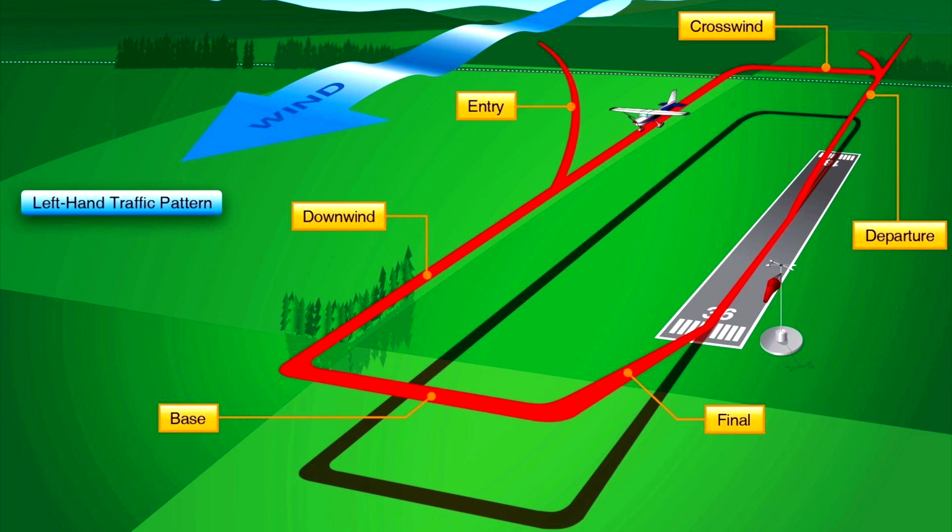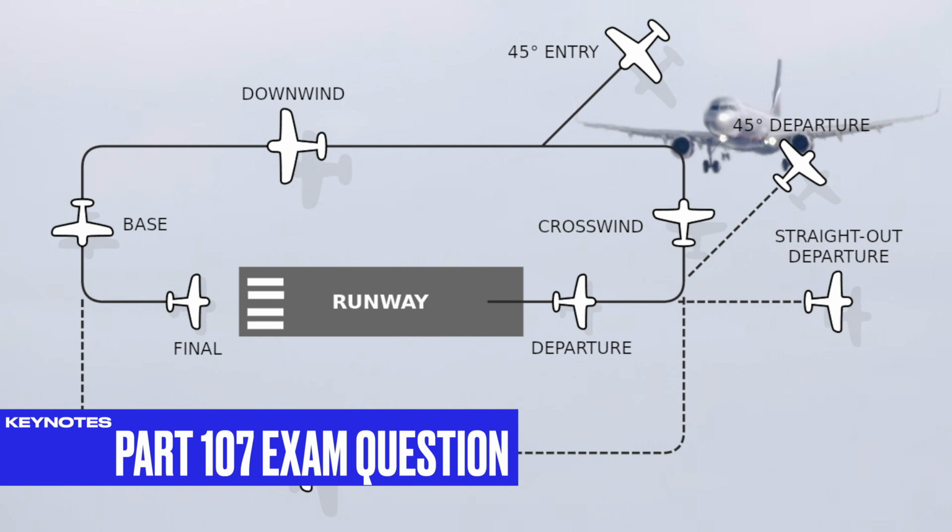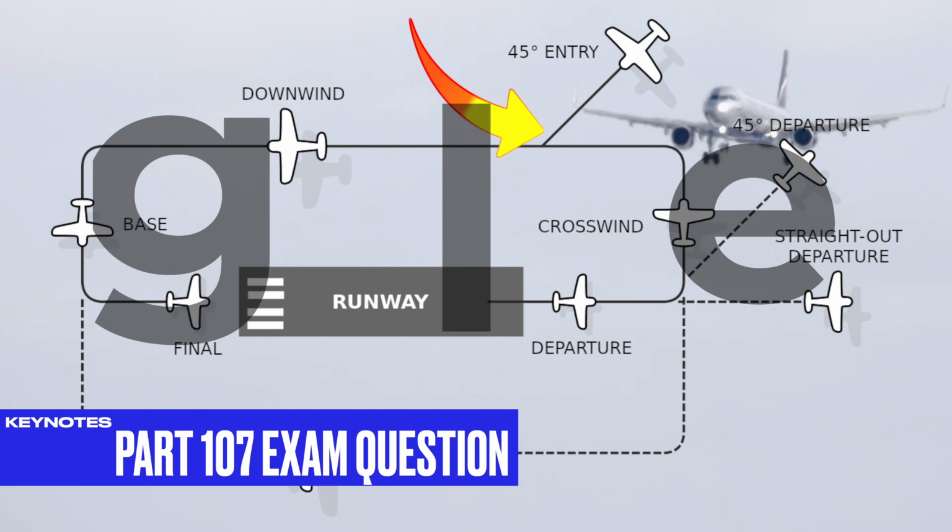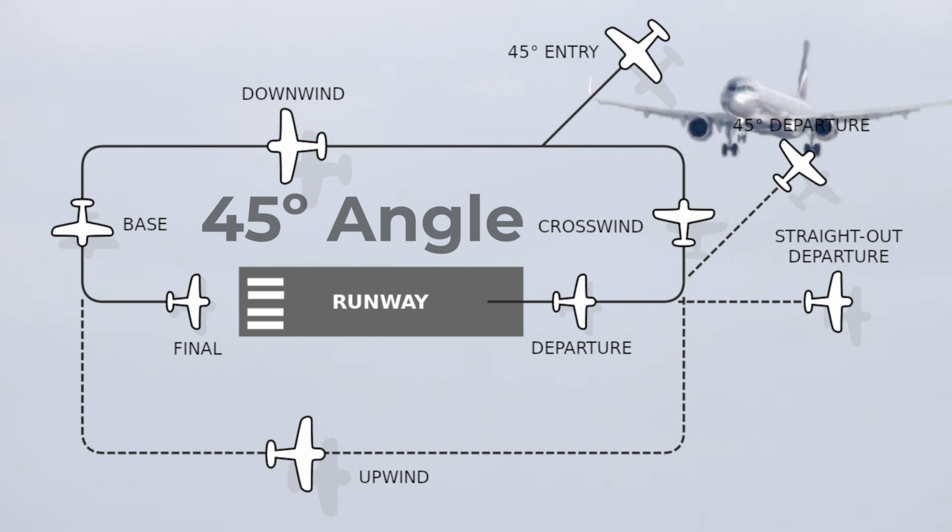Now notice that there's an entry point that puts you on the downwind leg, and what you need to know is that this is a standard entry point, and that entry point will always be at a 45-degree angle.